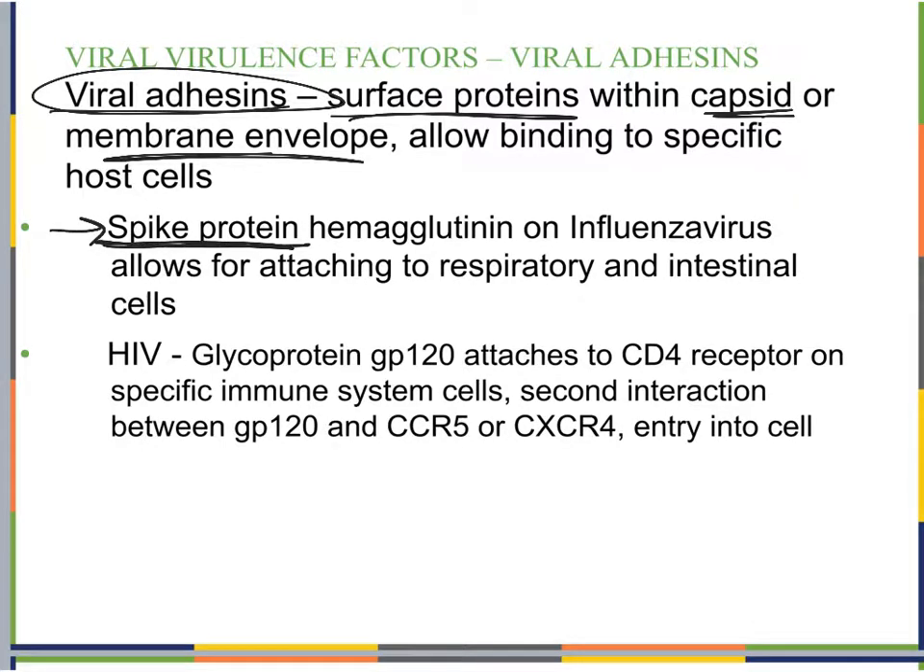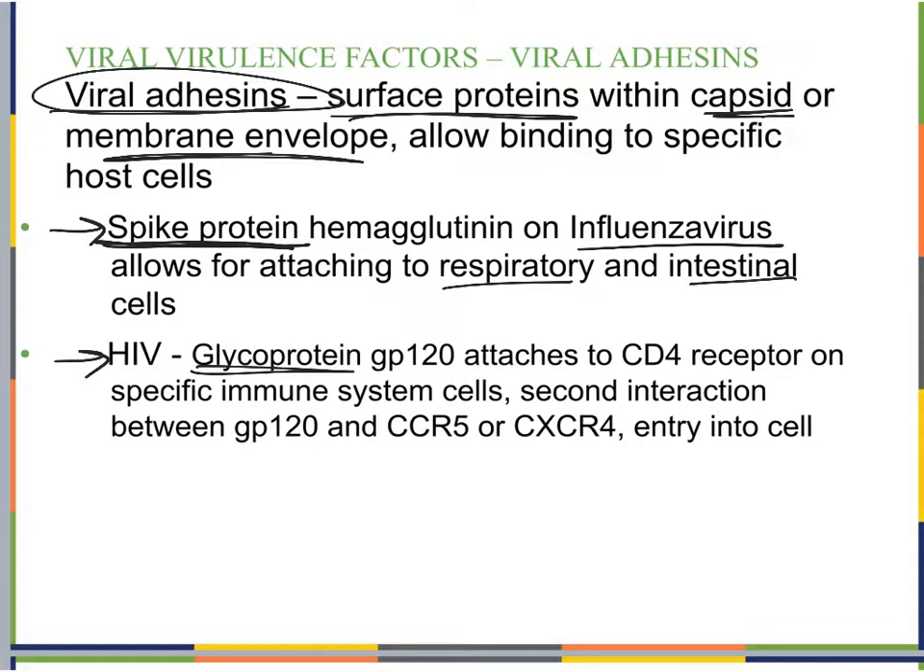So some of these are called spike proteins. So for example, spike protein hemagglutinin on the influenza virus. So the flu virus allows for attaching to the respiratory cells and intestinal cells. So they're specific. Right, so we don't have the influenza virus trying to attach itself to the liver, for example, or trying to attach itself to the kidney or something. It doesn't cause kidney infection per se. It can cause some issues with the kidney if we have other issues going on. But what it's going to do is it's going to attach to specific receptors in the respiratory and the digestive system.